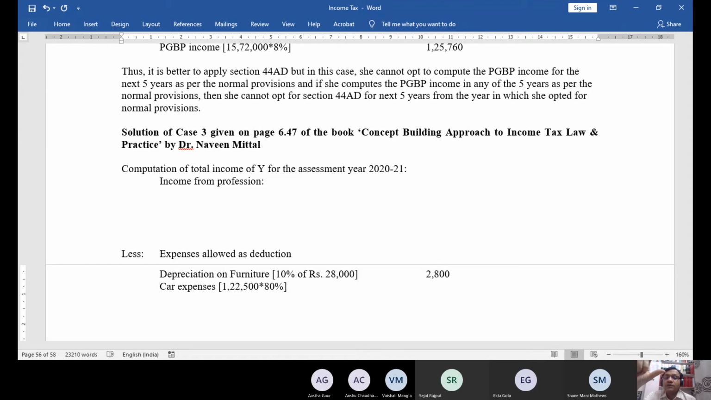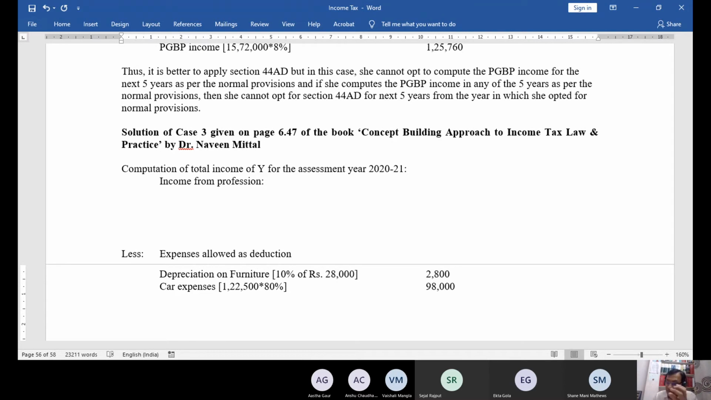In the P&L account, normally we add back what? Incorrect values. But in this case, there is nothing adding back going on. Directly you have to show correct things. So you will show correct values. So 122,500 multiplied by 80%, 98,000. And check any other expense of car given in the question.